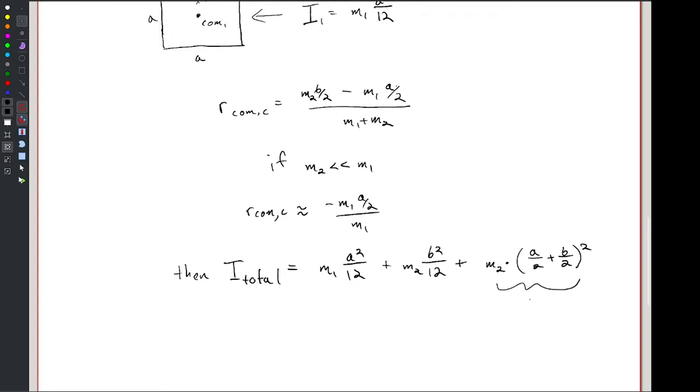So this part is our parallel axis theorem. This is I2 about its center of mass, and this one's I1 about its own center of mass. But being that you pointed out, M2 is probably a lot less than M1. Yeah. And at least for this kind of project, you could roughly estimate it.